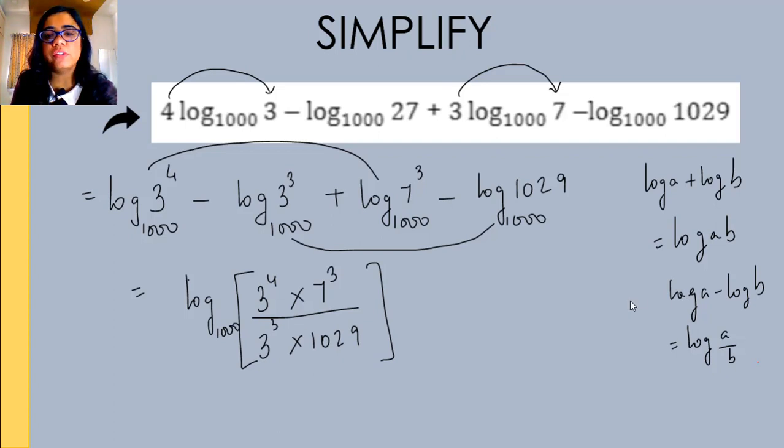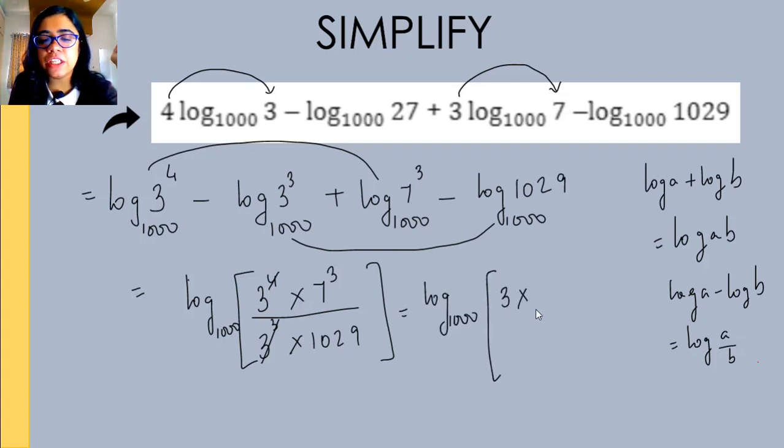Okay, so we have used the simple law of logarithm. Now, what you have to do is use your simple basic mathematical operations and solve this value. Because this is 3 cube, this is 3 raised to 4. So can I say numerator mein I'll have only 1 3 remaining. So I will have log to the base 1000 of 3 into 7 cube. So I can write this as 7 into 7 into 7 upon 1029.